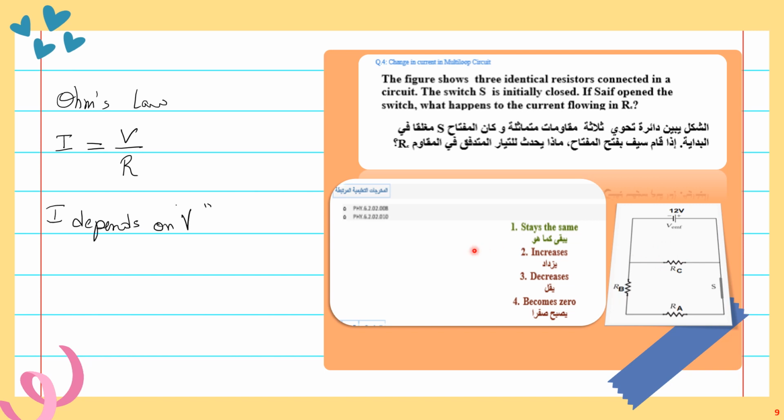As you see from the equation, I depends on the voltage and the resistance. As I told you, the voltage V is constant because they are in parallel. So it's 12 volt across the battery and 12 volt across this resistance. What about R? R also did not change. Neither V nor R changed, so of course I will not change. I will stay the same.